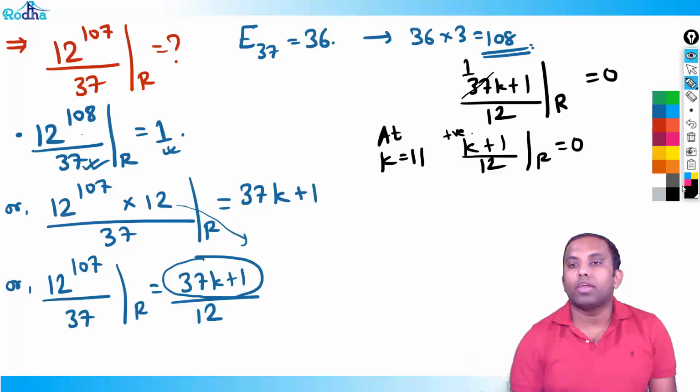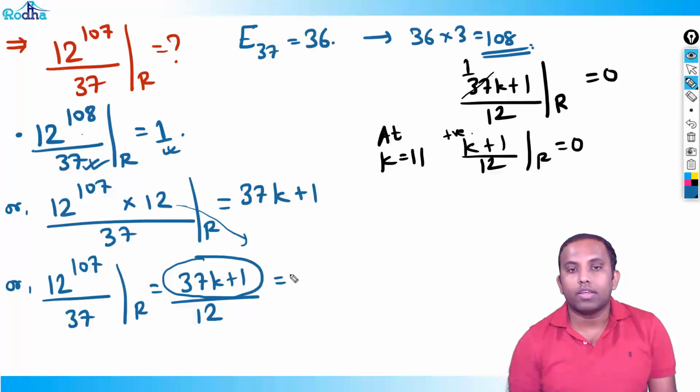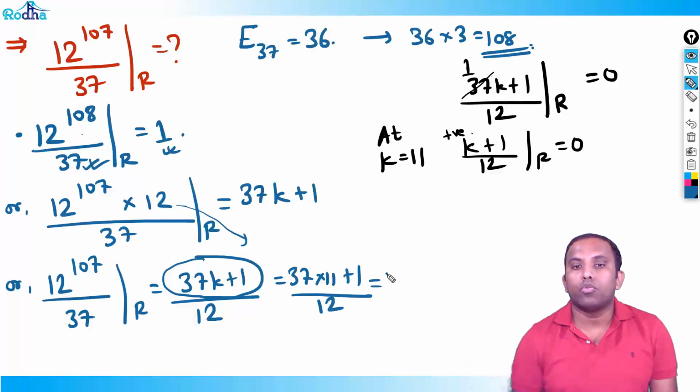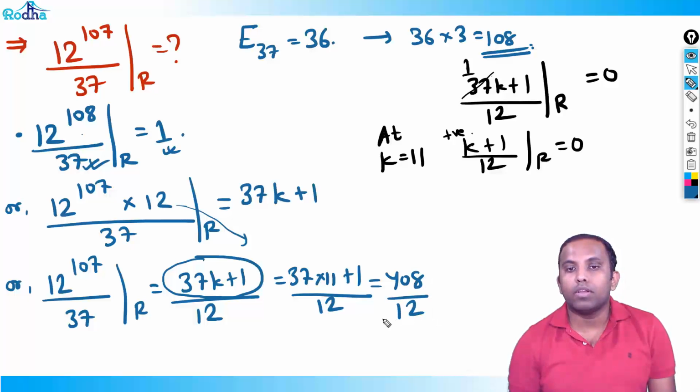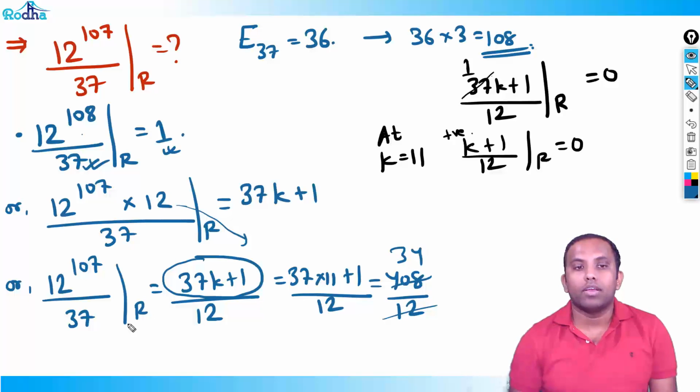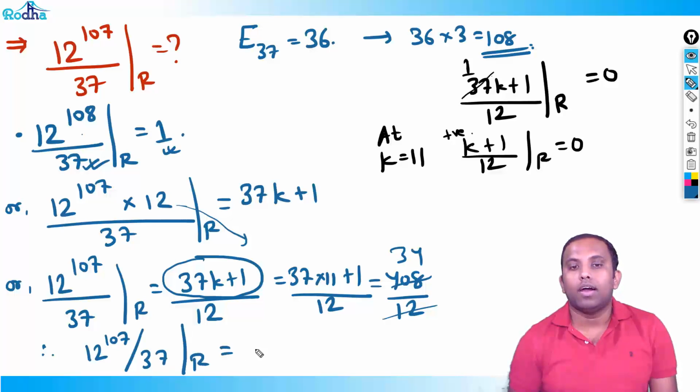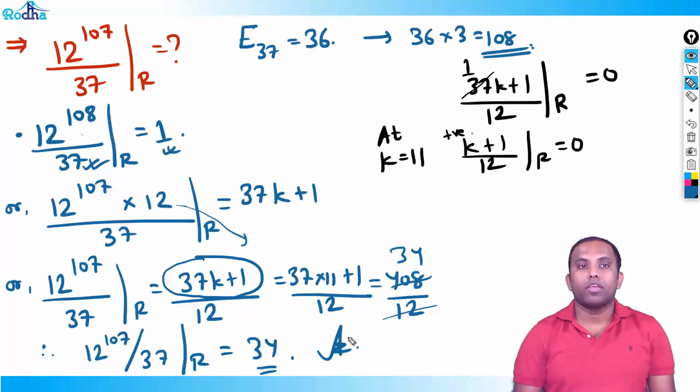That means I should simply put k equal to 11 here. So 37 into 11 plus 1 by 12. What is the answer? This is 408 by 12. What is 408 by 12? It becomes 34. Therefore, 12 raised to 107 by 37, what is the remainder? The answer is 34.